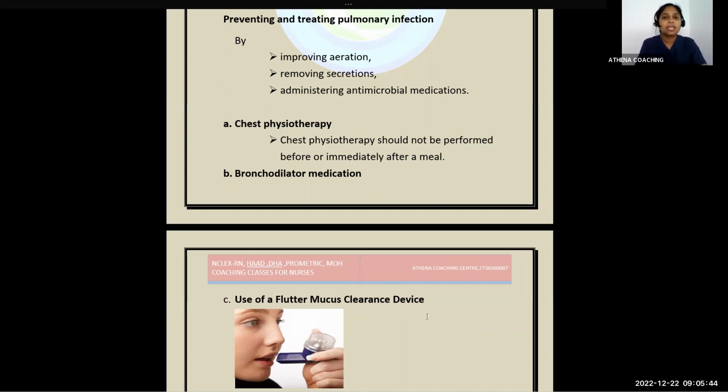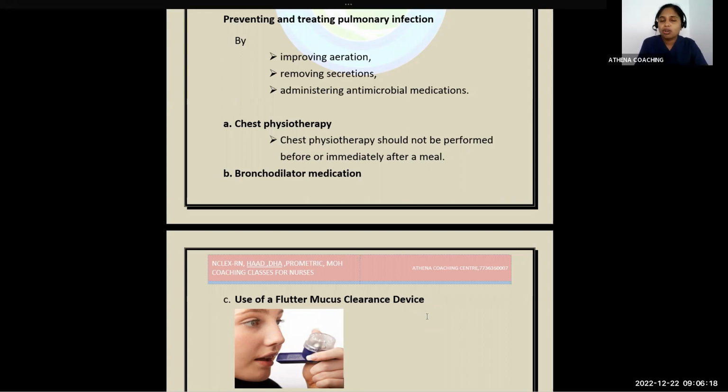Clear? And please remember one more thing: before chest physiotherapy, for better effect, you can provide nebulization, at least half an hour before or 15 minutes. That is more than enough. After giving nebulization, wait for 15 minutes, and then if you perform chest physiotherapy, that gives you a very good result. Clear? So that particular point is also important.